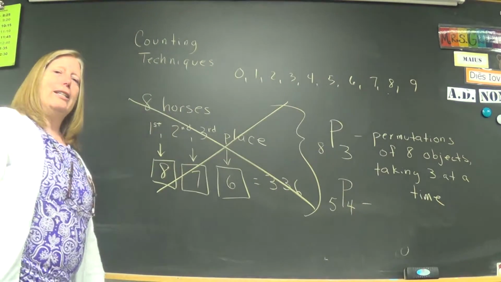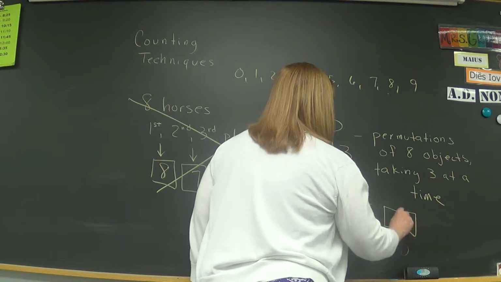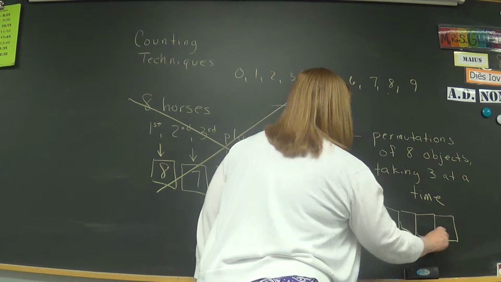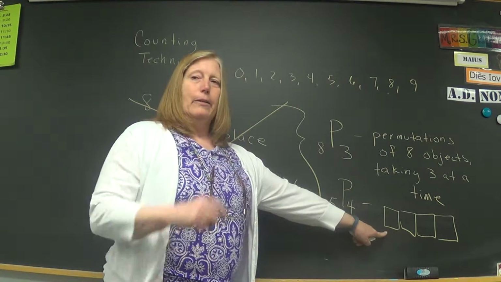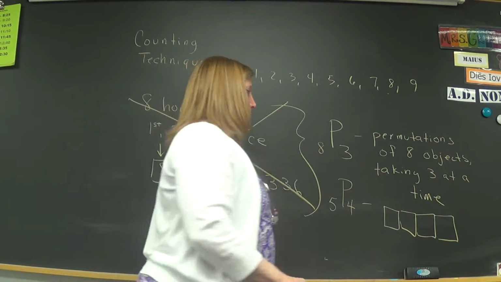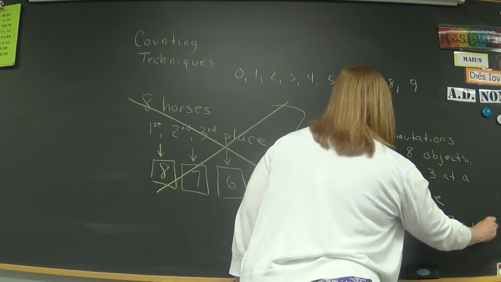All right, according to what I just said, Bailey, how many boxes? 4. 4 boxes. So this is 5 objects taken 4 at a time. So if there are 5 objects, what are the numbers, Bailey? 5, 4, 3, 2. And what's that come out to be? 120. Very good. You got it?